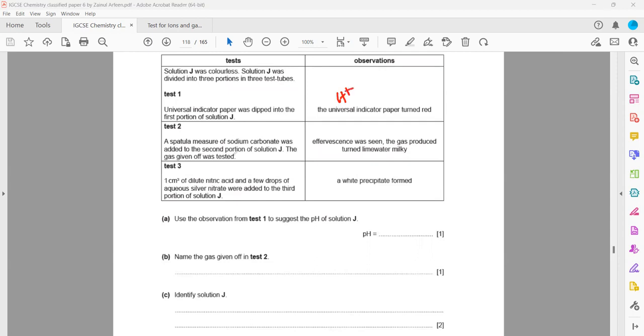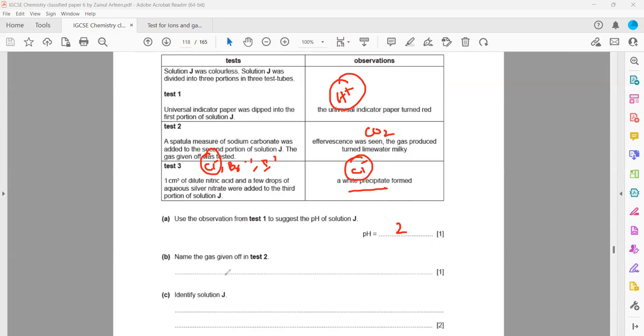When we add sodium carbonate, there is effervescence and lime water turns milky. This confirms that it is an acid, because acid plus carbonate gives carbon dioxide gas. Then nitric acid and silver nitrate is a test for halides: chloride, bromide, or iodide. We have chloride because of the white precipitate. So chloride is confirmed, which gives the idea of hydrochloric acid: the acid gives the proton, and the chloride, so it's actually hydrochloric acid.